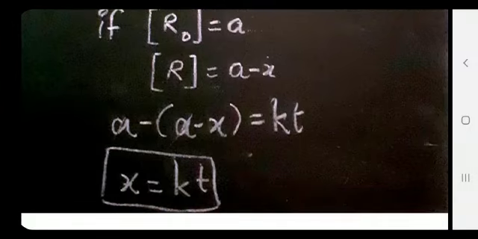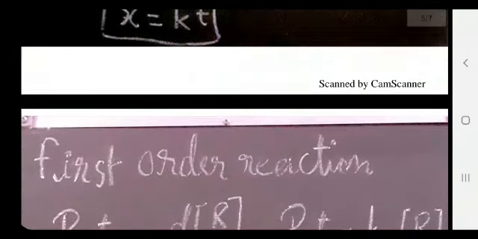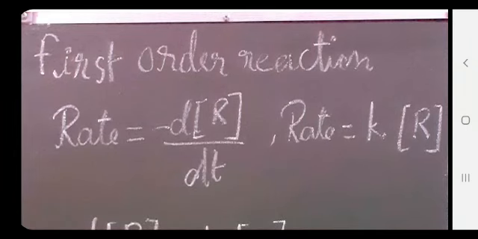Now here we have the first order also. For the first order reaction again we have to take the same thing, that is rate of reaction is decrease in the concentration of R with the passage of time, and also we can write rate as K with the concentration of R, because here we are talking about first order of reaction, that's why here we have 1 as a power for R.